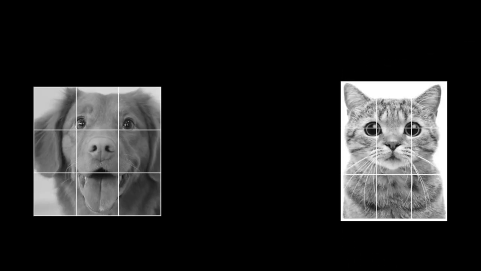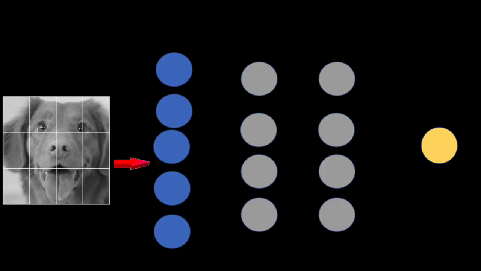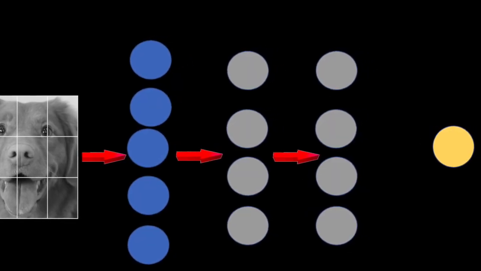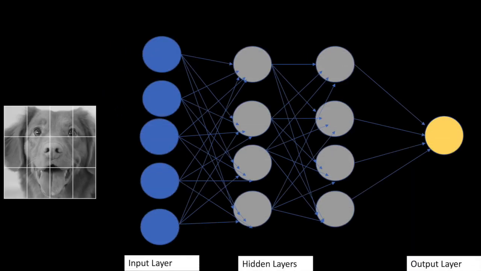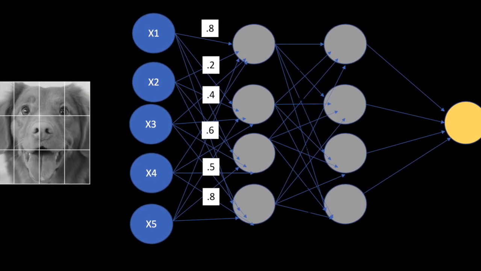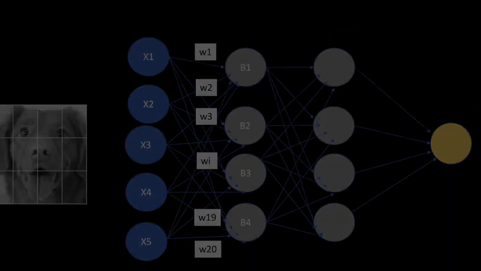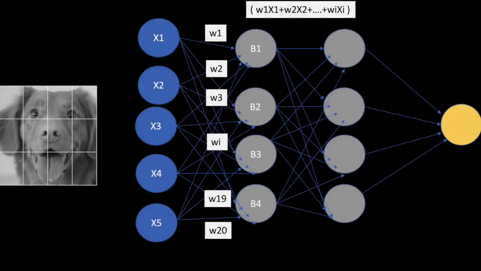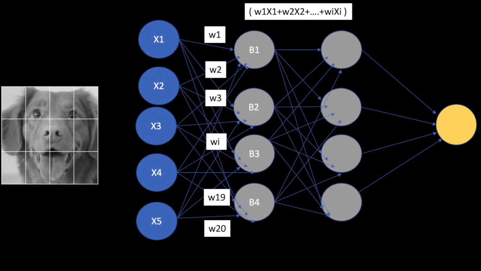The dog image is composed of 30 by 30 pixels, and each of the 900 pixels is fed into the input layer of the neural network. The input layer passes them on to the hidden layer and finally to the output layer. The neurons of one layer are connected to neurons of the next layer through channels. Each of these channels is assigned a numerical value known as a weight. The inputs are multiplied by the corresponding weights and the sum is sent as the input to the neurons.